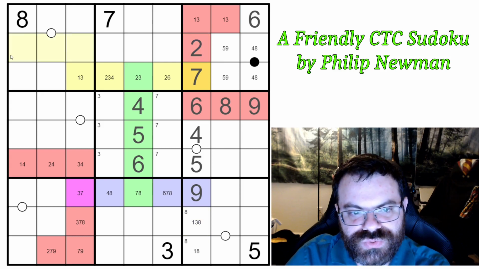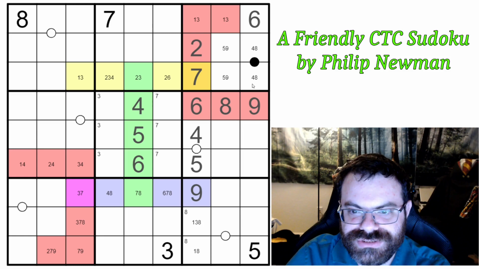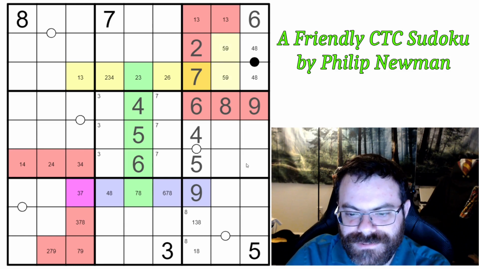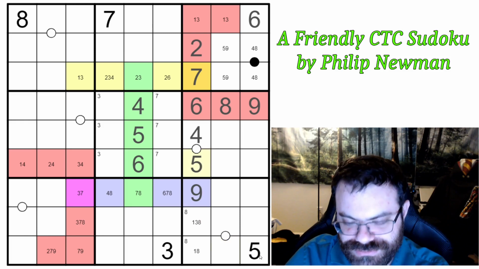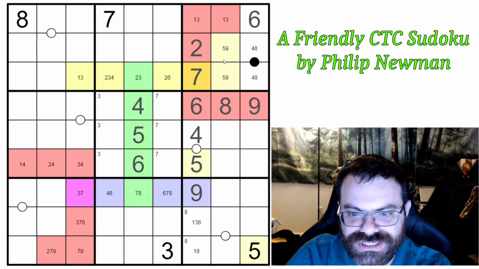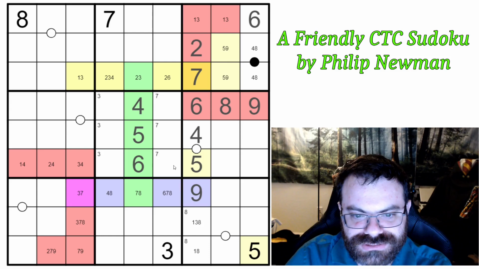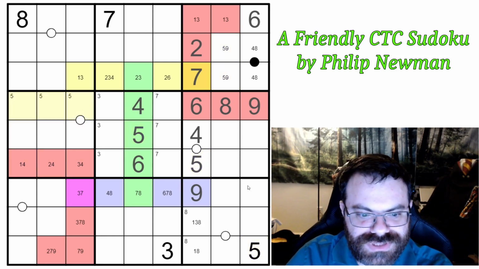Place this 2. Doesn't seem to do much. 5, 9 pair. 5's here. Oh, we have all these 5s now. But these 5s. This 5 as well. So 5s are somewhere there.